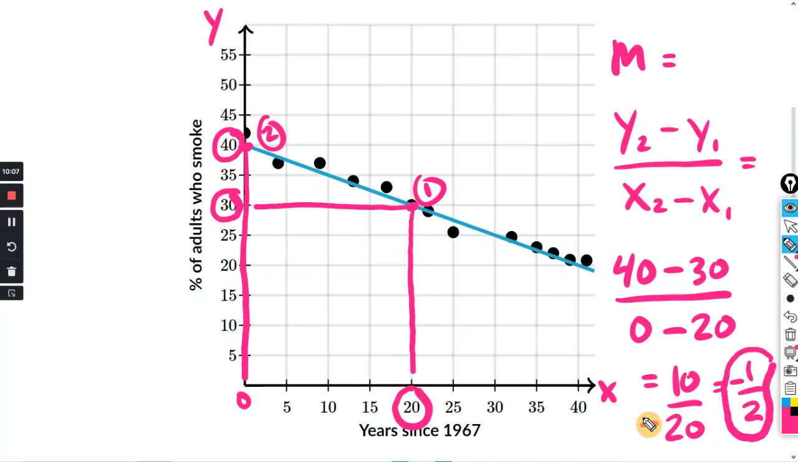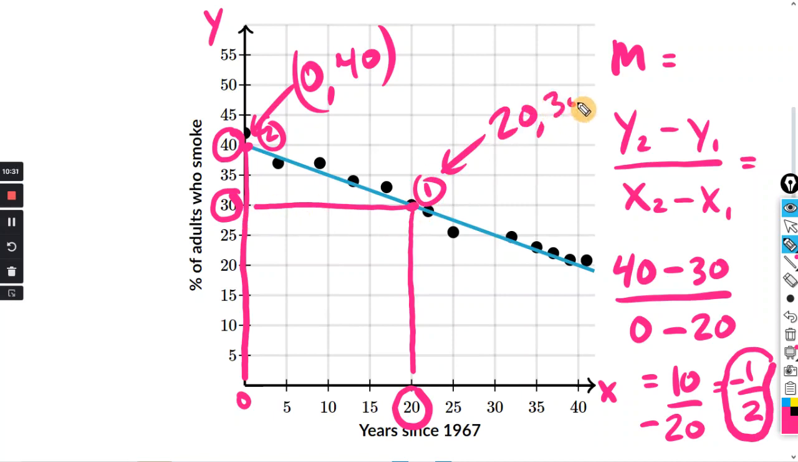And just in case you're confused, the coordinates for this point right here, the x coordinate is 0 and the y coordinate is 40. And for this point right here, the x coordinate is 20 and the y coordinate is 30. So that's all we did to get the slope. We subtracted 40 minus 30 divided by 0 minus 20.